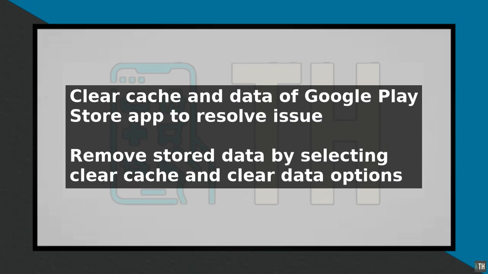Next, check if your device has any pending software updates. Open your device's settings, go to the About Phone section, and select System Update. If an update is available, download and install it, as it may include fixes for the Google Play Store issue.